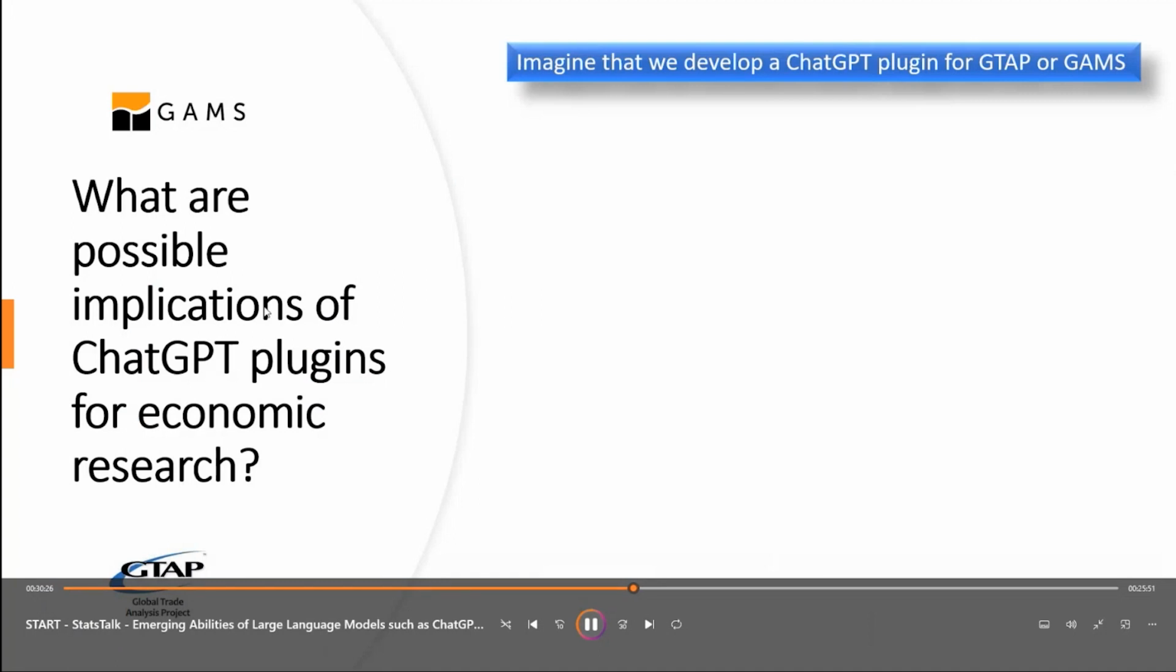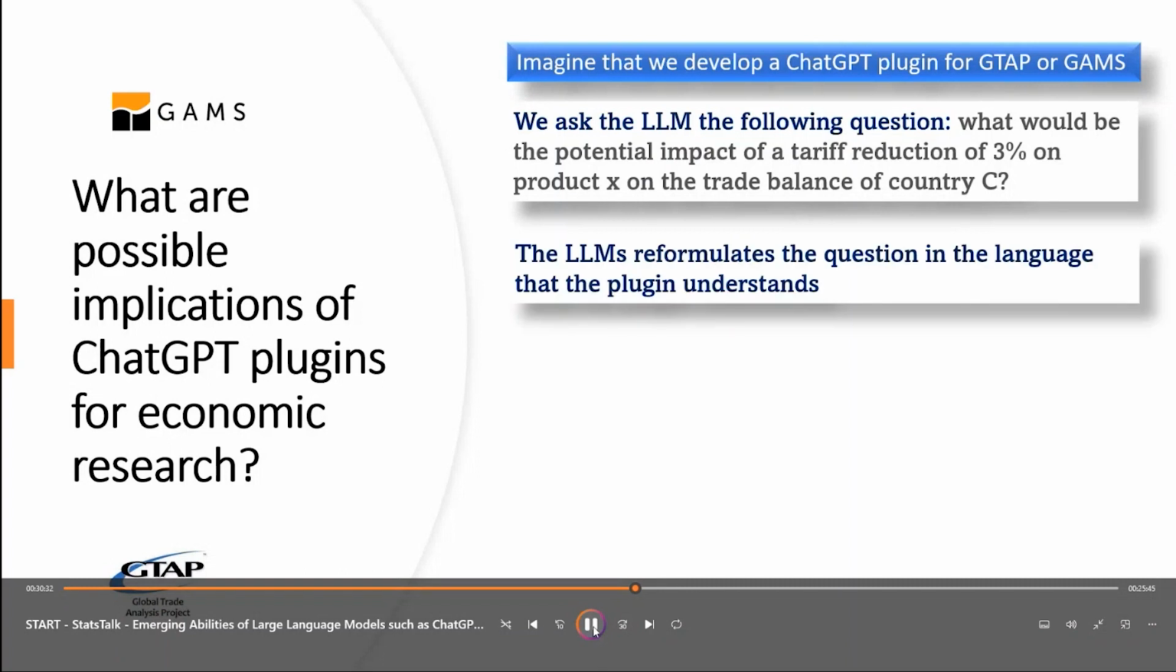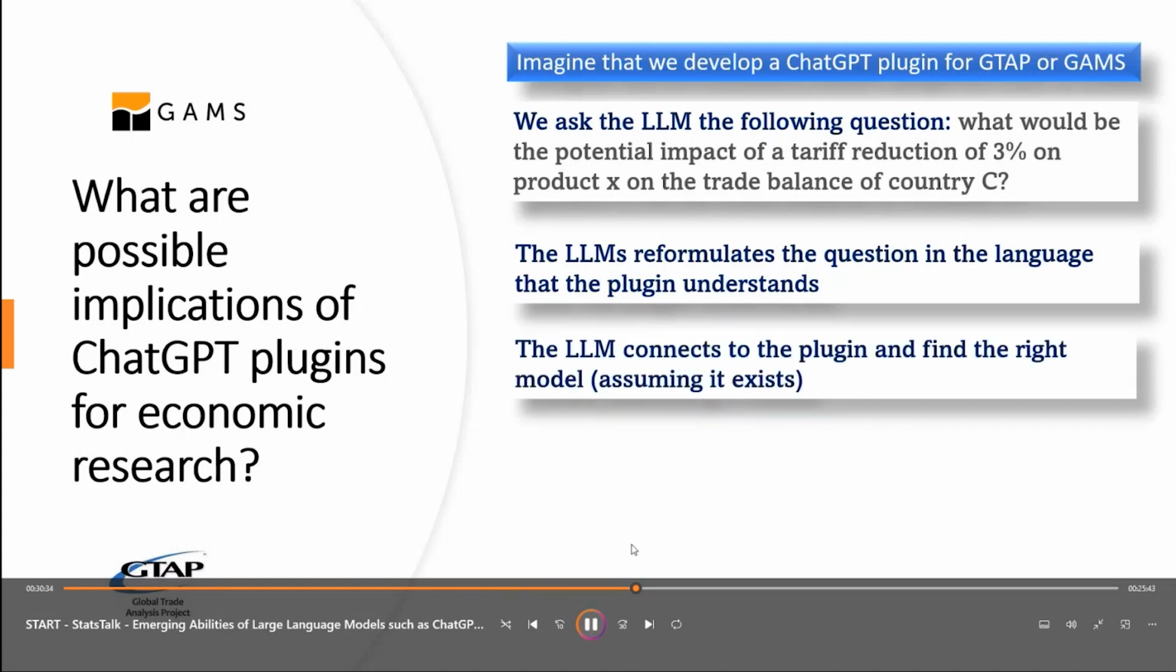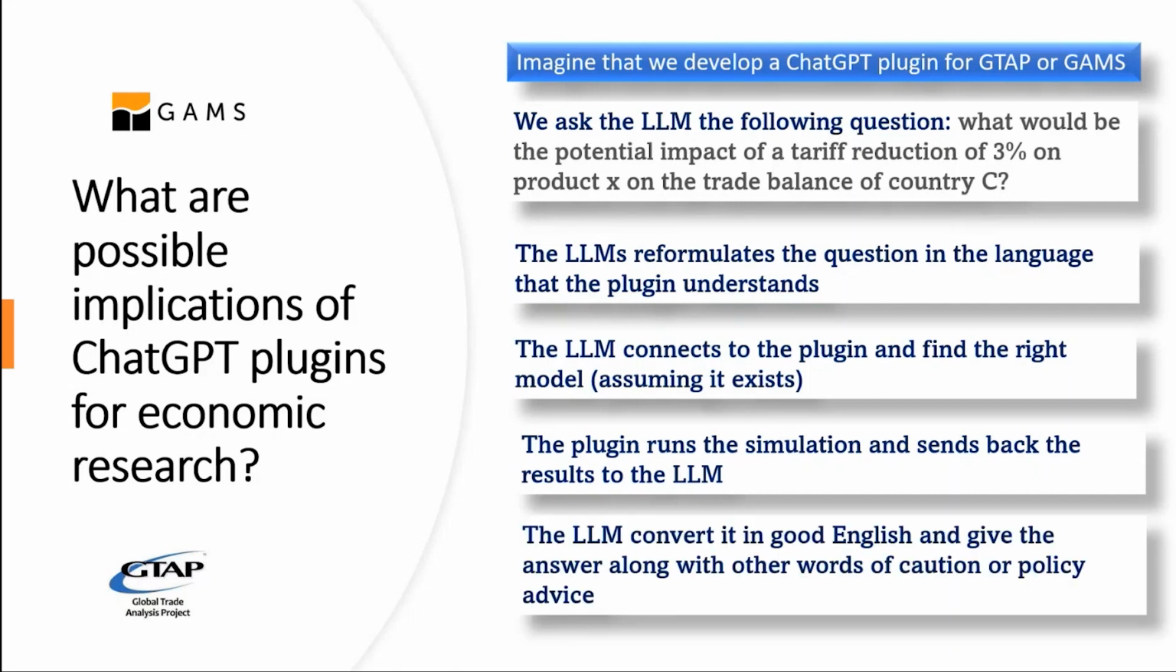So now I'm just imagining that instead of a MATLAB plugin, we have developed what we call a GTAP or GAMS plugin. So you can ask the large language model a question about economic policy. What would happen if I do this? Then it is going to connect to the plugin to run the model to get the result and then to explain to you exactly what is going to happen. So you see the amazing possibility, but we don't have these kind of plugins yet.